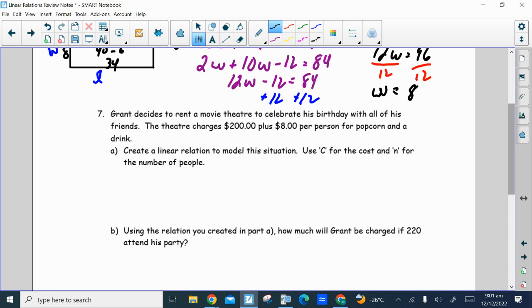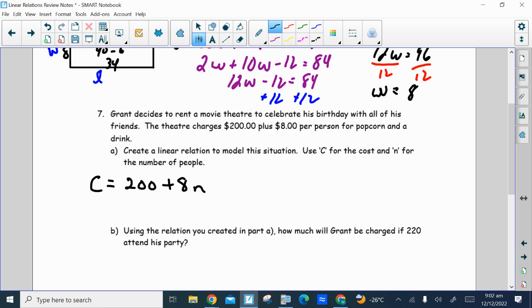Okay, number 7 says Grant decides to rent a movie theater to celebrate his birthday with all of his friends. The theater charges $200 plus $8 per person for popcorn and a drink. Create a linear relation to model the situation using C for the cost, N for the number of people. So the total cost: there's a flat rate of $200 plus $8 per person to cover the popcorn and the drink. And N is the number of people.